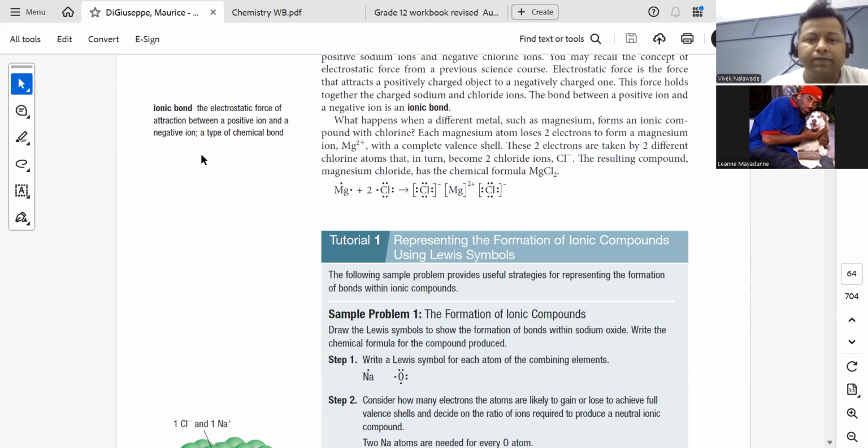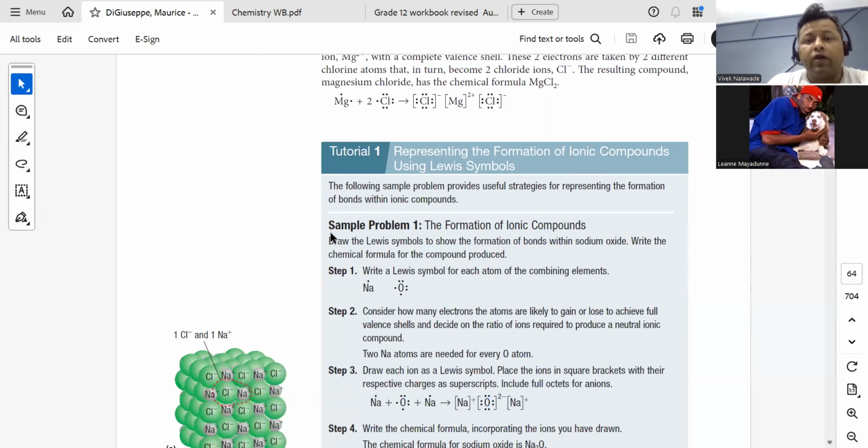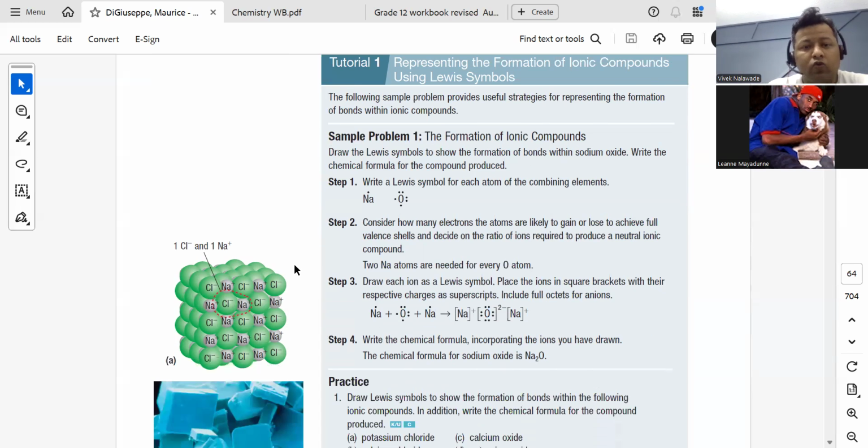Done? Okay. Now, have you learned about Lewis structures? Did I discuss that in the last class? We know how to draw the Lewis structures, and we know how to find the valence electrons. Can you remind me how we find the valence electrons?